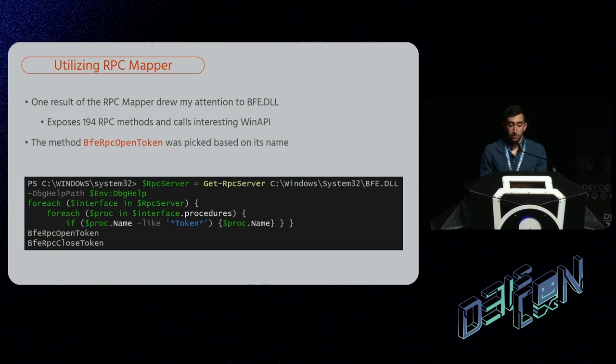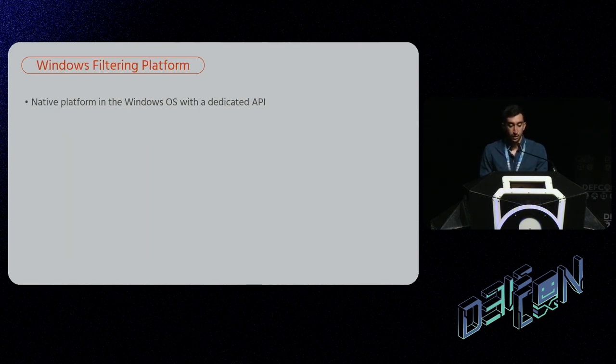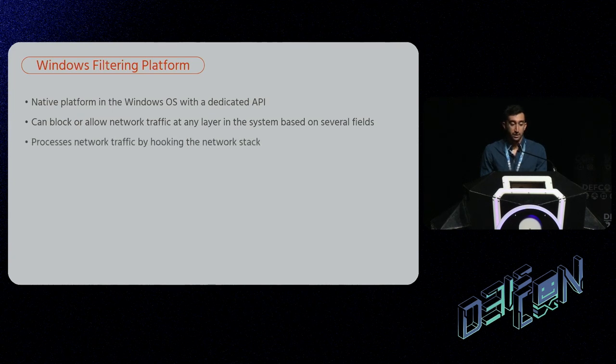It sounded interesting to me, so I started looking into this DLL and found out it is part of the Windows Filtering Platform. This platform is a native part of the Windows OS, and it can be interacted with by using dedicated APIs. It controls network traffic. It can block or allow it based on several fields, like the path of the application, user, address, port, and more. It does that by hooking the network stack, and that allows developing security products like host firewall and IDS.